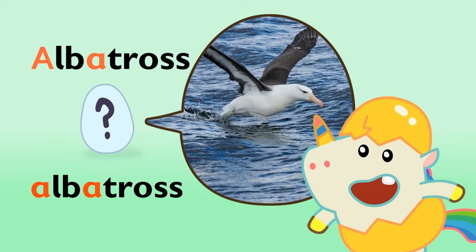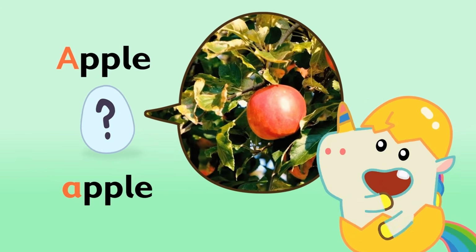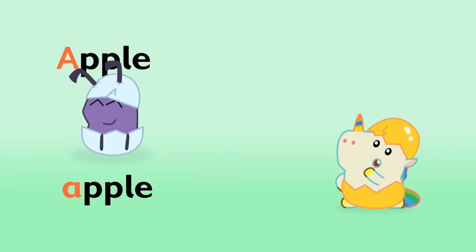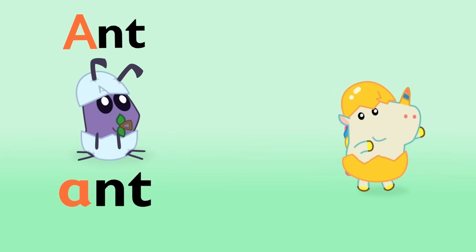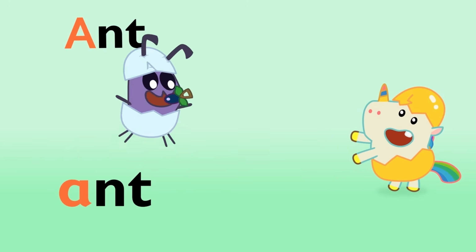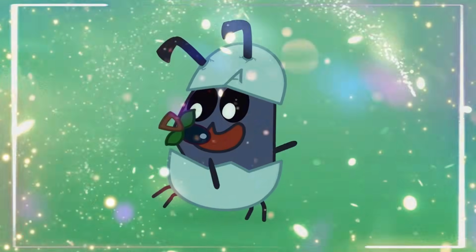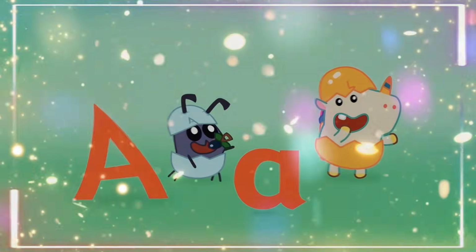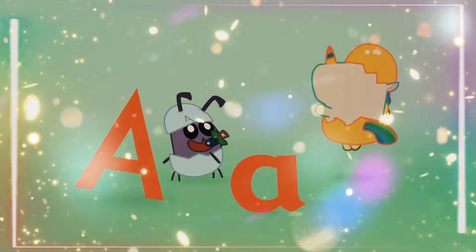Albatross. Maybe an apple. Yum! Wait, it's an ant! A for ant! Yeah! Welcome, Beggy Ant. Let's play with Beggy Ant.